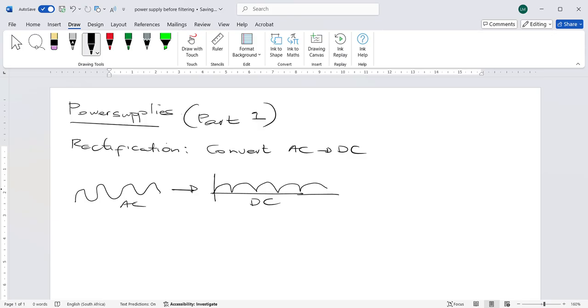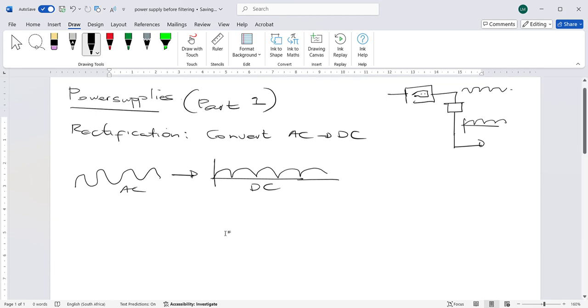Typical examples, you all are using a rectifier on a daily basis. Your cell phone charger. You connect it onto your twin plug, and after connecting, it goes through the charger. The charger receives AC as a sine wave, and the output will be DC. But that DC will be filtered. We'll talk about filtering later on. So this is AC from Eskom, this is DC. Now that has been rectified.